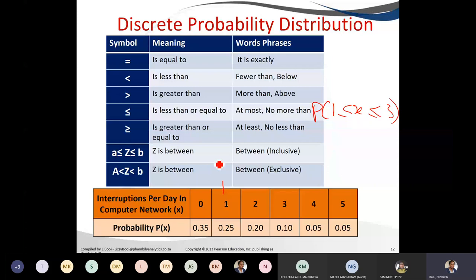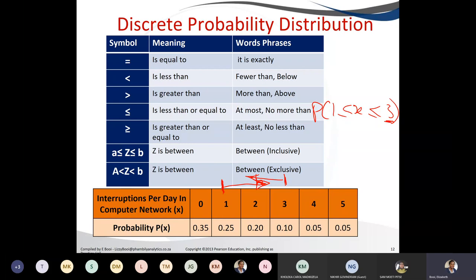Oh, gosh, what am I saying? 1 is less than X, so X should be bigger than 1, and it should be less than or equal to 3. And that's what it says. So X is between those two. It can never be less than 1, but it can be bigger than 1, but it cannot be more than 3, so it has to be between those two.